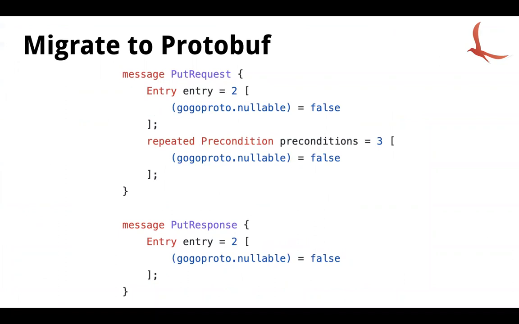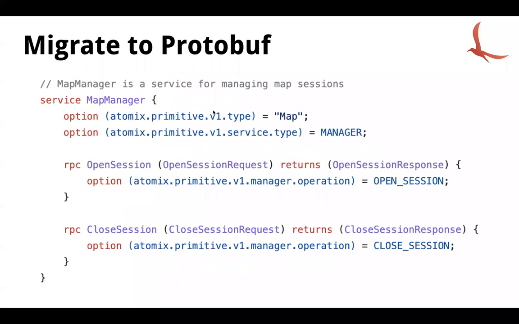Yeah, and then these are some examples of what the actual requests look like. Each RPC has a request and response, and this entry is basically the key value pair. Each primitive has two services: a primitive service and a manager service. The manager gives you an instance of a primitive. So it gives you a session ID, which is used as a header in the gRPC.